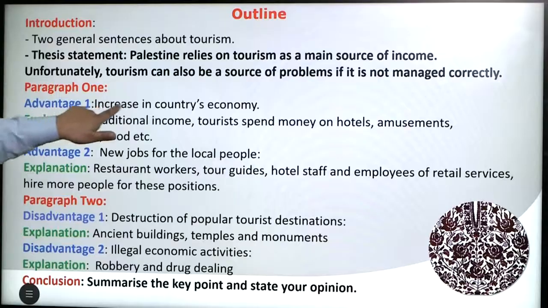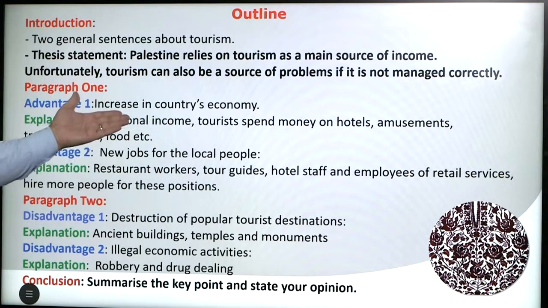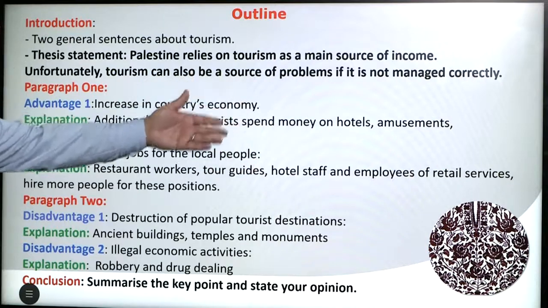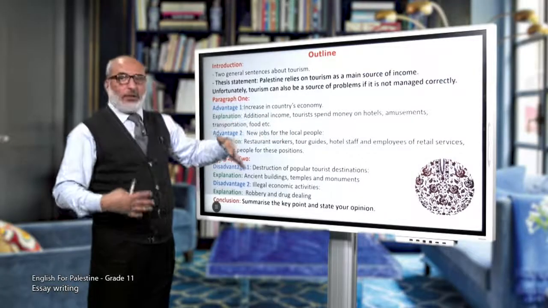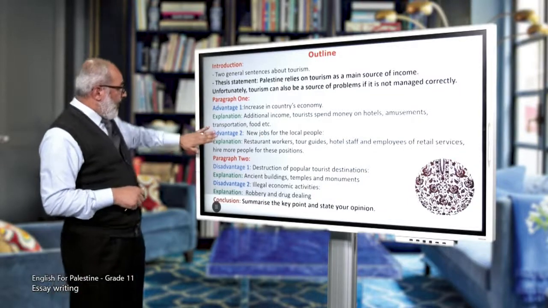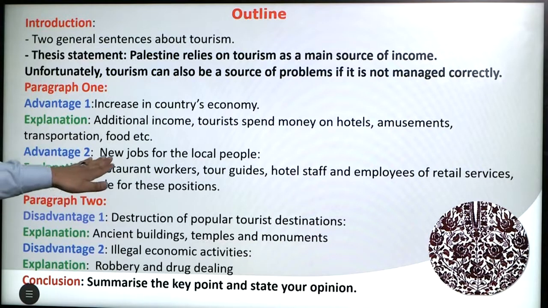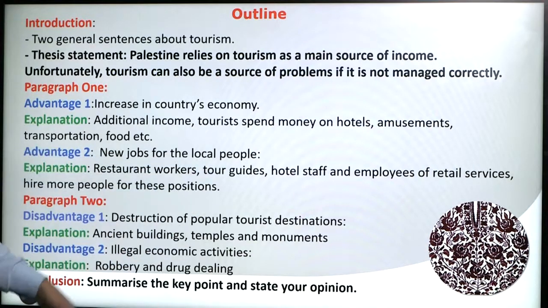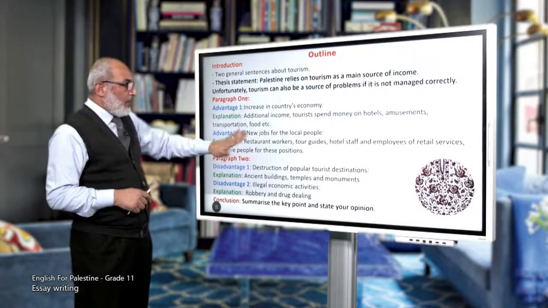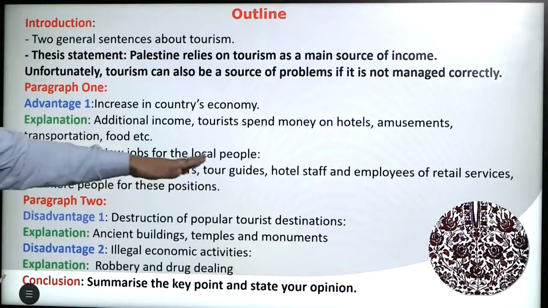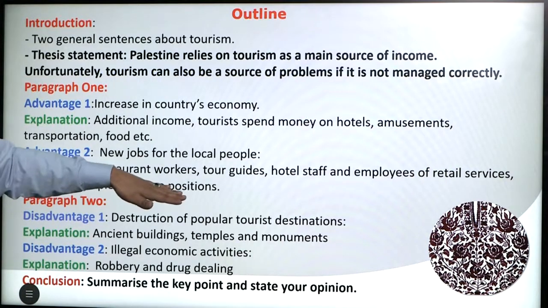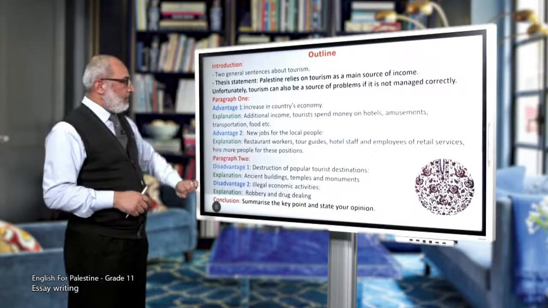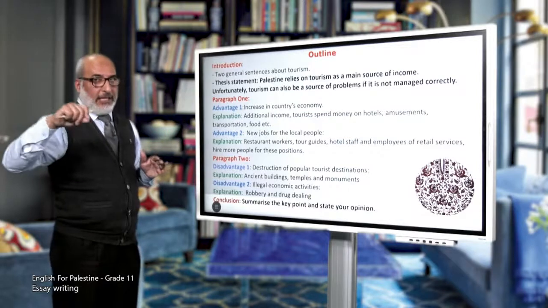Then try to explain this idea. Explain it by adding more information. I give you here additional income, tourists spend money on hotels, amusements, transportation, food, etc. So these are examples to explain your idea. Then write advantage number 2. This is advantage number 2, new jobs for local people. Again, explain this idea by adding more information, like here, restaurant workers, tour guides, hotel staff, and employees of retail services hire more people for these positions. So these are ideas. You are going to write the full paragraph.